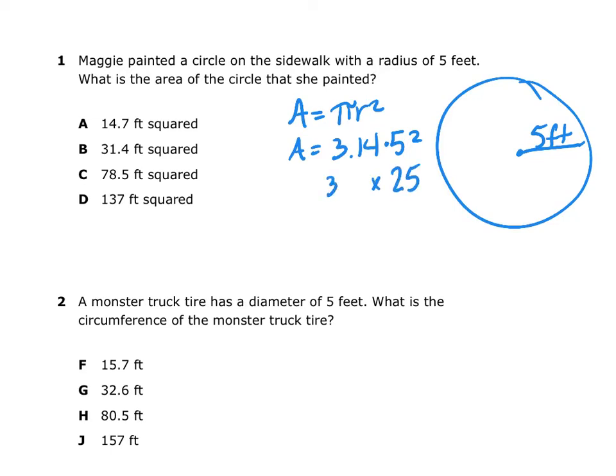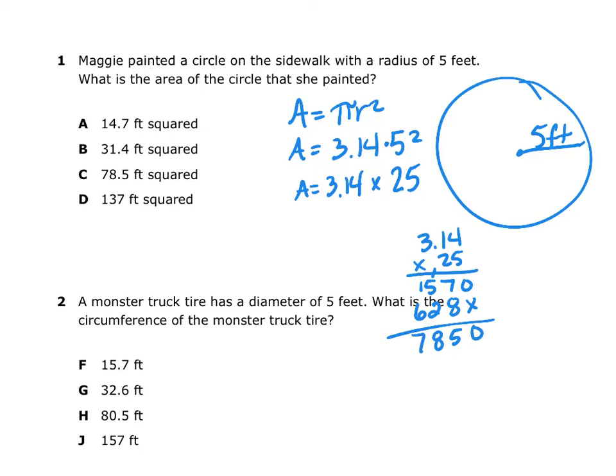So 3.14 times 25. So 3.14 times 25 is 78.5.